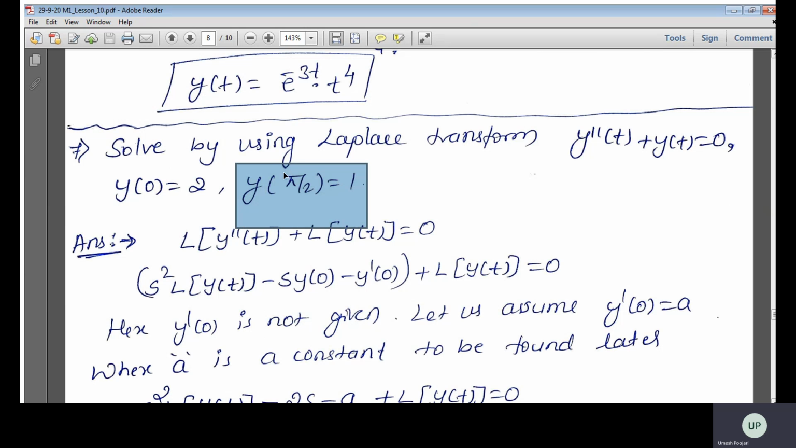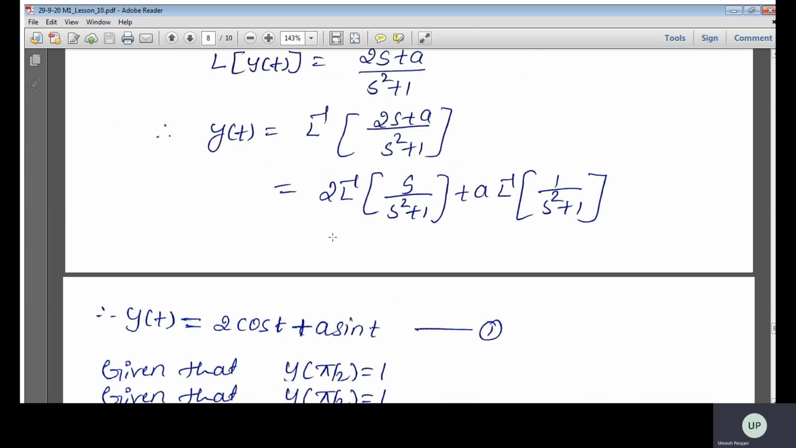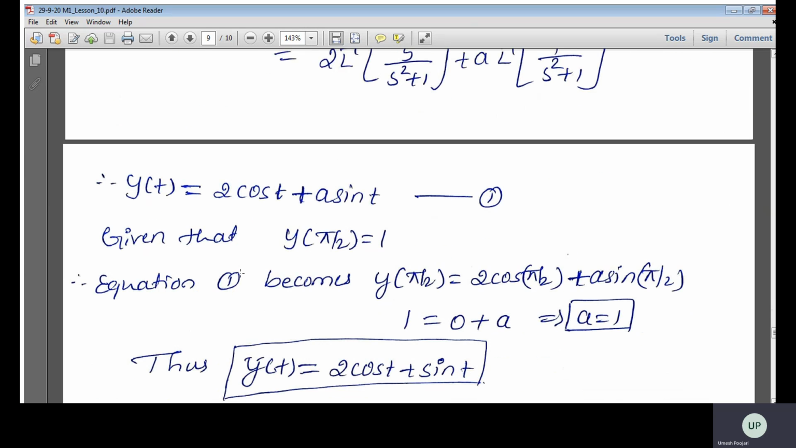What is the meaning of this? y equals 1 when t equals pi by 2. So that we shall use in equation 1. Equation 1 becomes: left hand side is 1, right hand side in place of t substitute pi by 2: 2 cos pi by 2 plus a sin pi by 2. So y of pi by 2 is 1 equals 2 cos pi by 2 plus a sin pi by 2. We know that cos 90 is 0 and sin 90 is 1. So 0 plus a.